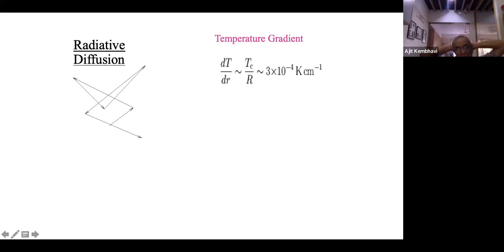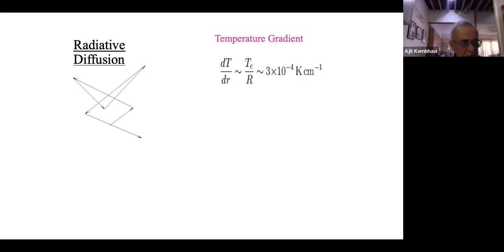The temperature at the surface, as you know, is about 6,000 Kelvin. The temperature at the center is 20 million Kelvin. So you might imagine that there must be a very great temperature gradient, but the fact is that the radius is 7 into 10 to the 5 kilometers. When you take that vast radius into account, you find that the temperature gradient dT/dr is approximately equal to the central temperature divided by the radius of the star, and that is equal to 3 into 10 to the minus 4 Kelvin per centimeter. So this is a tiny, tiny temperature gradient.